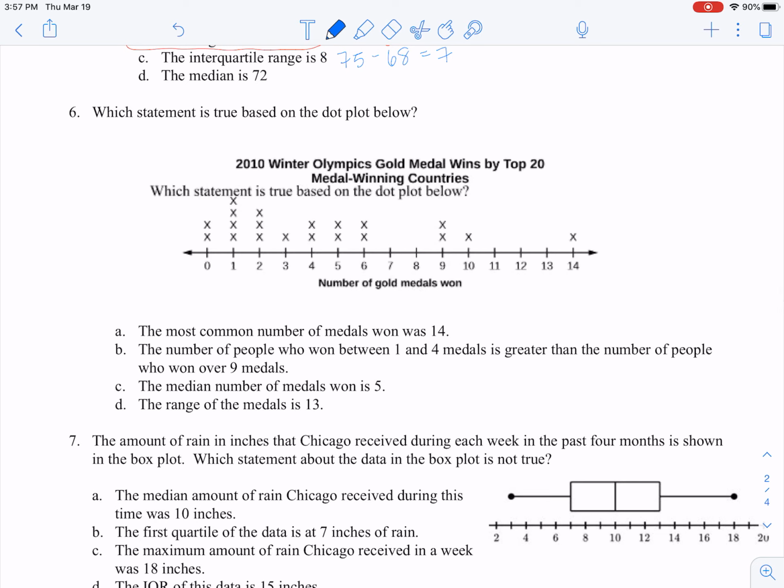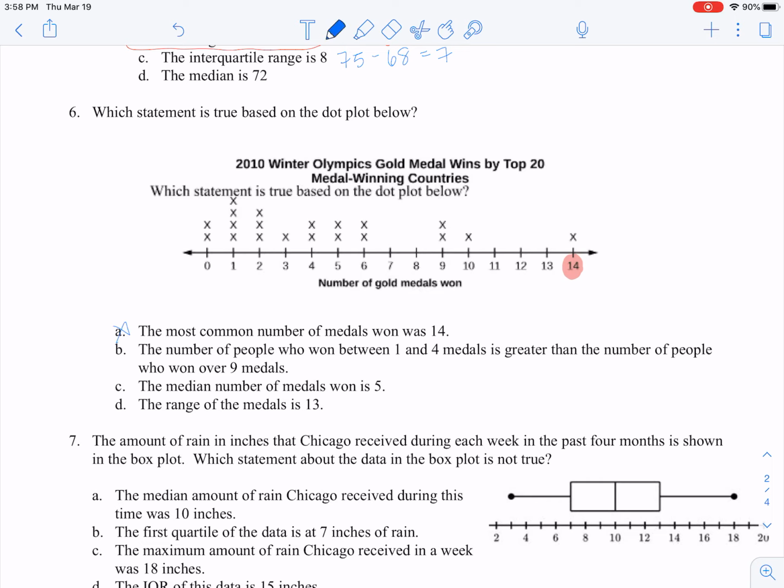6, which statement is true based on the dot plot below? A, the most common number of medals won was 14. So if you look at 14, it only has one dot above it, or an X above it. So we know that is definitely not true. So A is not true.